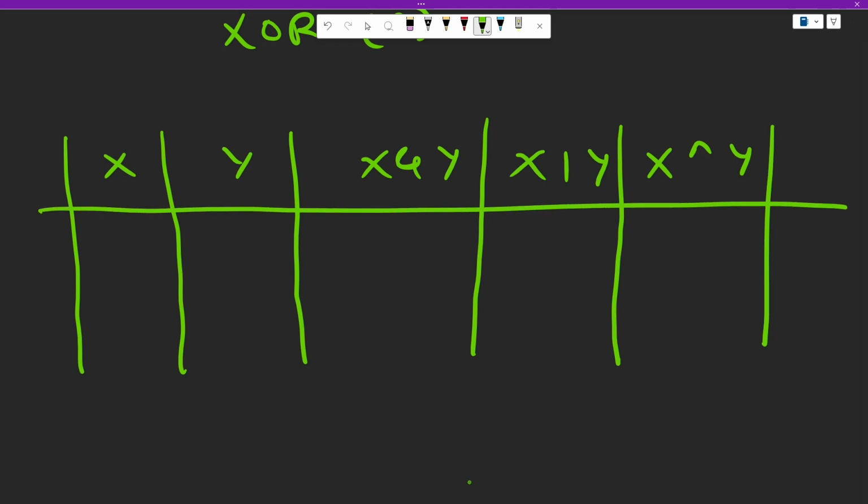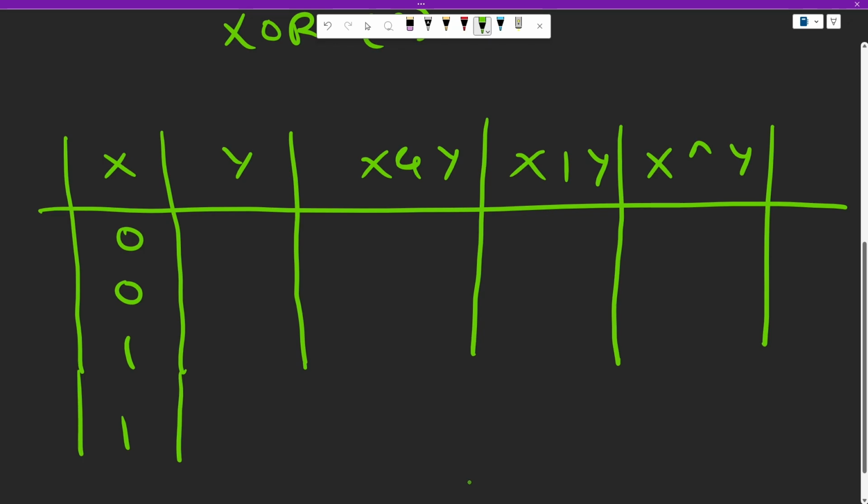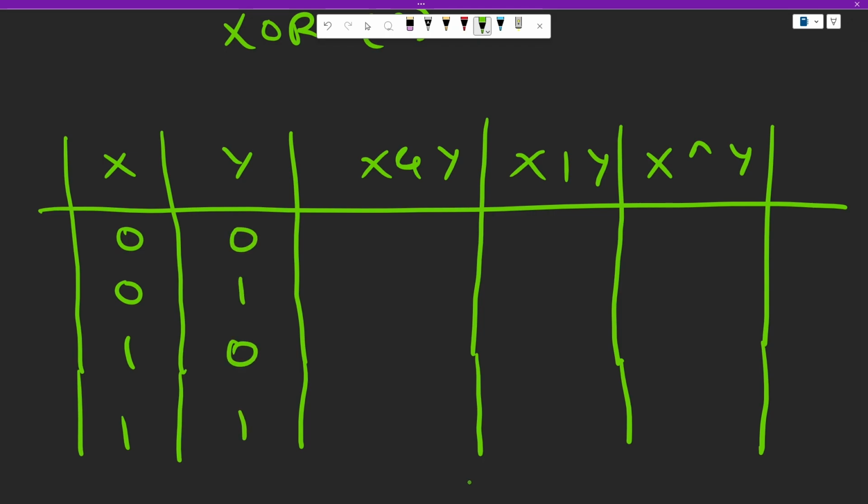Let's say we have 0 0 1 1, and we have 0 1 0 1. Okay, so x AND y. What the AND bitwise operator does is check if both the bits are 1 or not. In this case they are not, so it will give 0. For the second one, it will check if both the bits are 1 or not. In this case it is not, so it will again give us 0, and here also it will again give us 0. But in the last case we can see that both the bits are 1, so it will give us 1.